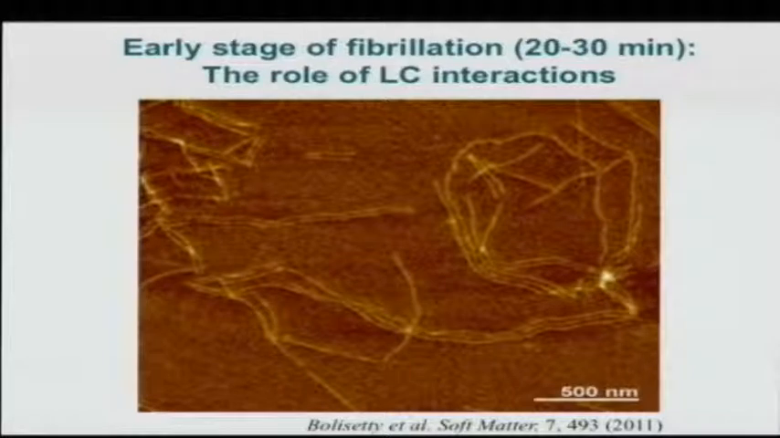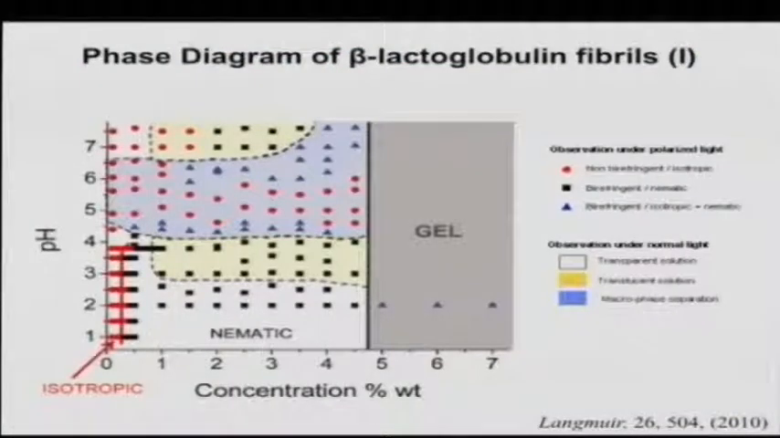So I'm showing you this slide just to convince you that liquid crystalline interactions are important to align the different protofilaments. And in fact, if you look at the phase diagram of this system, it doesn't come as a surprise that the nematic phase, the aligned phase of the fibers, is dominating the phase diagram. So if you are below 0.5%, you are still an isotropic fluid, but just above 0.5%, you have a nematic phase, which doesn't change much if you change the pH.